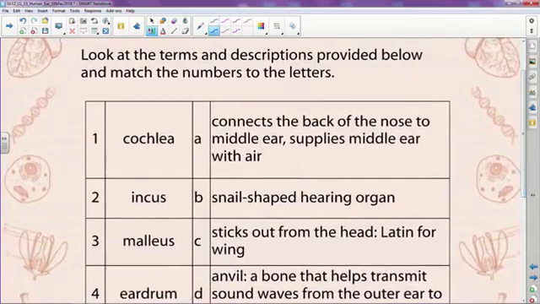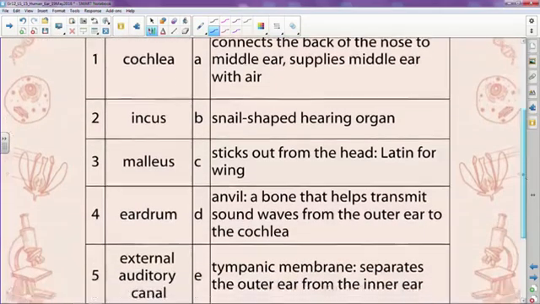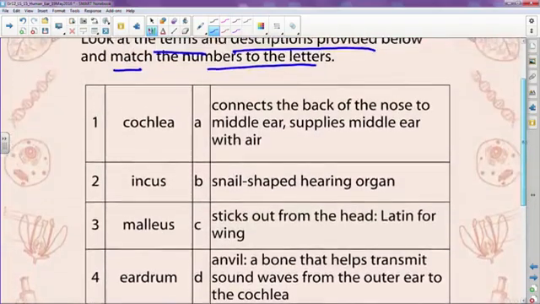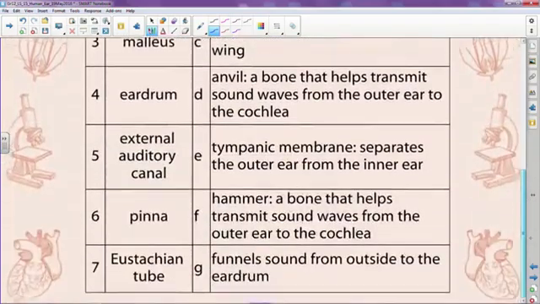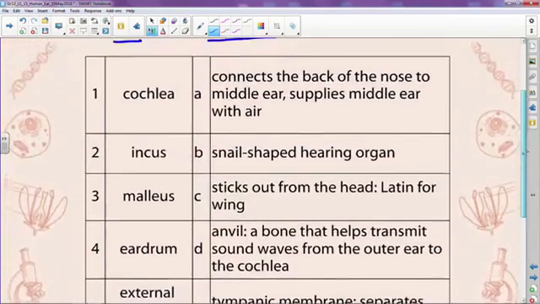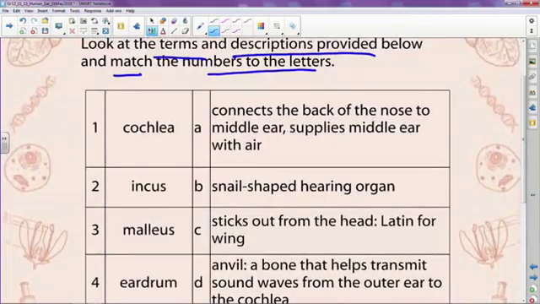Very simple. I want you to have a look at the terms and descriptions provided below and match them with the numbers and letters. So if I have a look at this, I've got 1. Let's do it like this. Let's give you 1 to 4, and then I will give you 5 and 6.